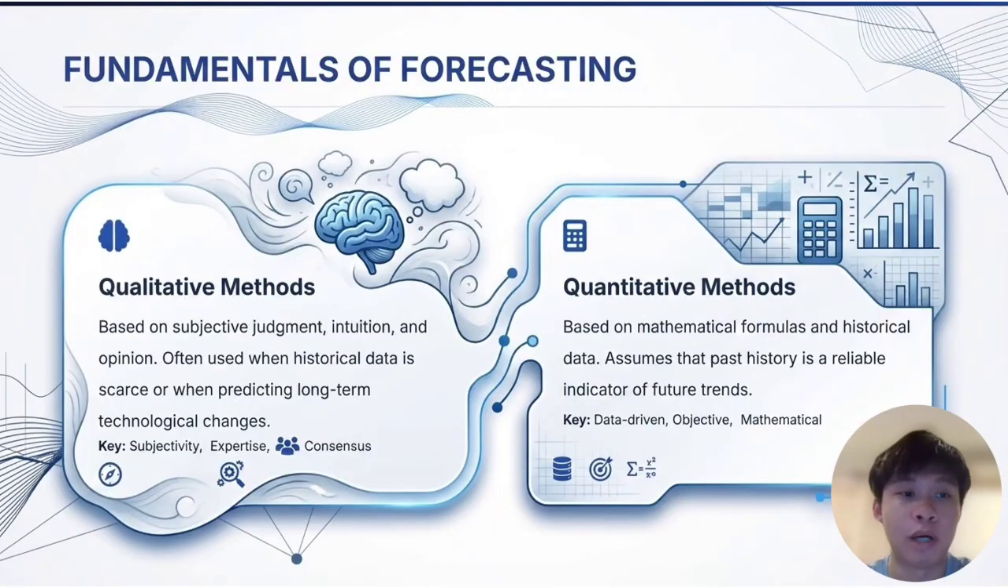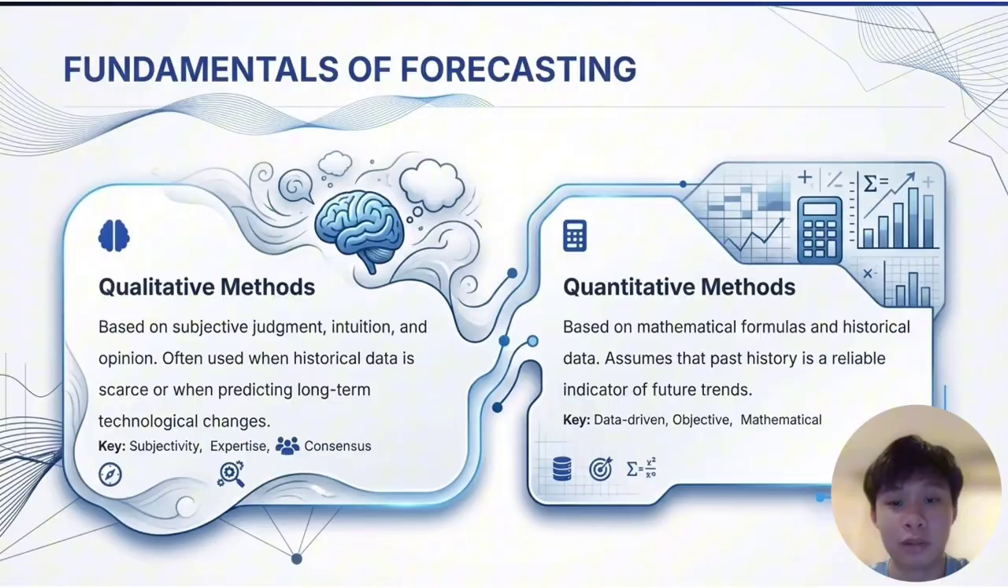So the first slide will cover fundamentals of forecasting. There are two methods. First one is qualitative and the second one is quantitative. For qualitative, it's based on subjective judgment, intuition, and opinion. It's often used when historical data is scarce or when predicting long-term technological changes. The keywords you can observe are subjectivity, expertise, and consensus.